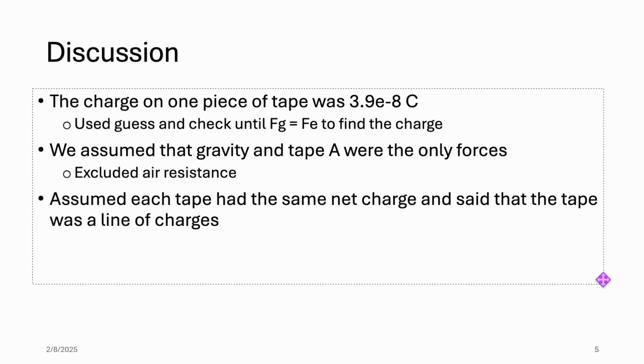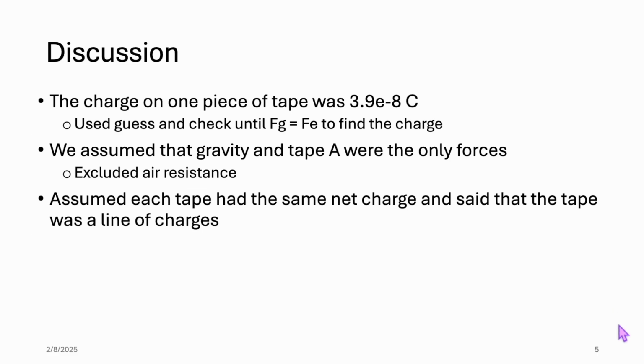We assumed that gravity and tape A were the only forces acting on tape B, so we excluded air resistance. And in this lab, we assumed that each tape had the same net charge and said that the tape was a line of charges rather than a point charge centered at the origin of the tape.